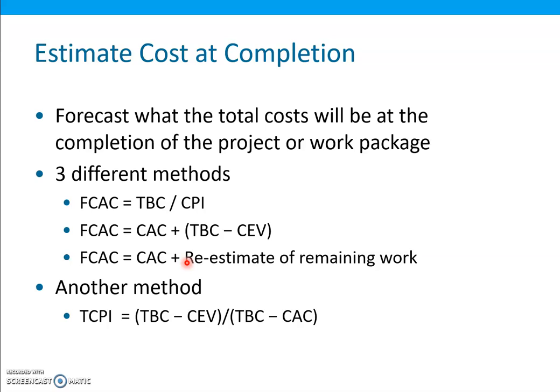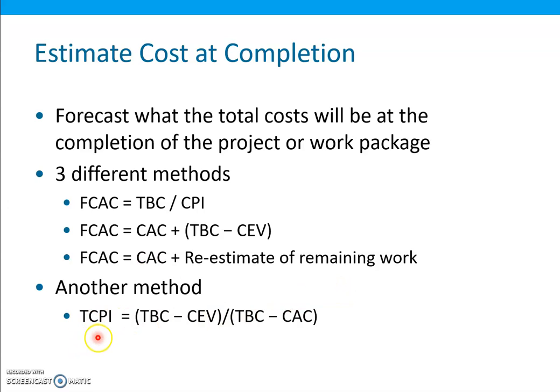So the third method for determining the forecasted cost at completion is to re-estimate the cost for all the remaining work to be performed and add this to the cumulative actual cost. In this case, the estimate of the remaining work has to be done afresh, by some other method or by adopting some new information. Whatever the estimate will be is then added to the cumulative actual cost.